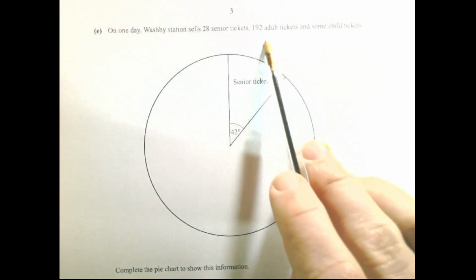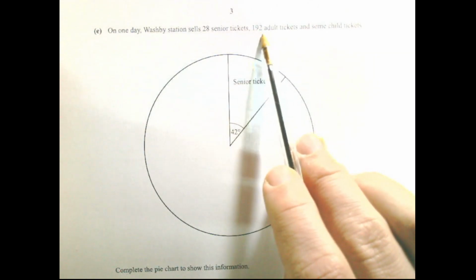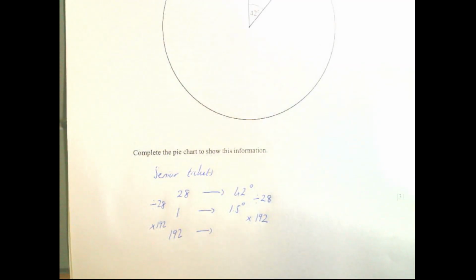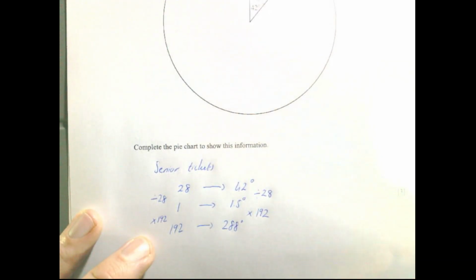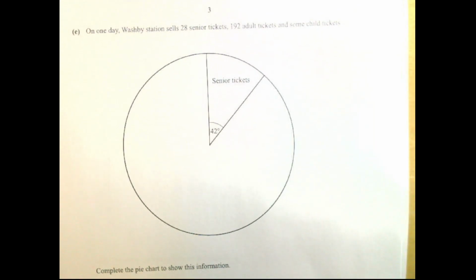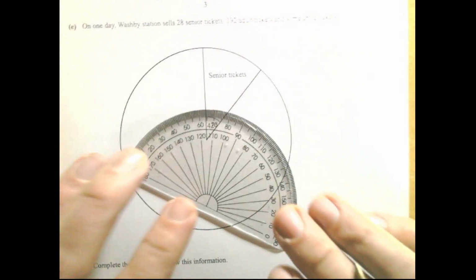So now, if we want to know what angle 192 tickets is going to get, we need to multiply that by 192. That means we do 1.5 times 192. Check that on your calculator and you'll see it's 288 degrees. That's how much of the pie chart the adult tickets is. So we need to draw an angle of 288 degrees.